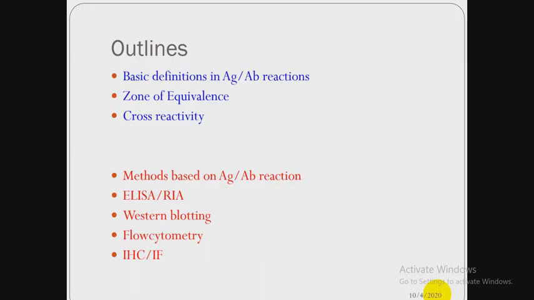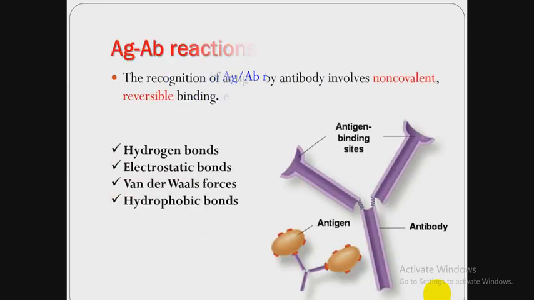The outlines of this session are these: basic definitions in antigen-antibody reactions, zone of equivalence, cross-reactivity, methods based on antigen-antibody reactions, ELISA, radioimmunoassay, Western blotting, flow cytometry, IHC, and IF.